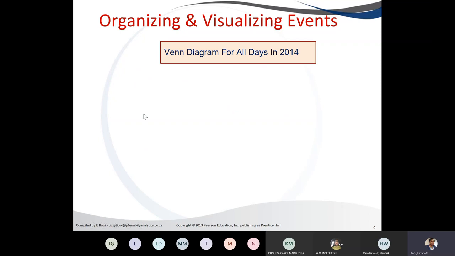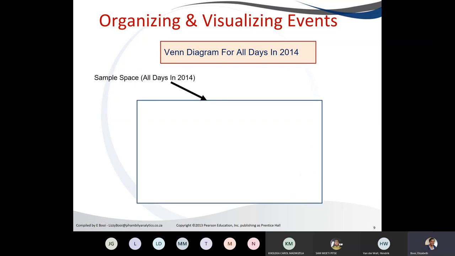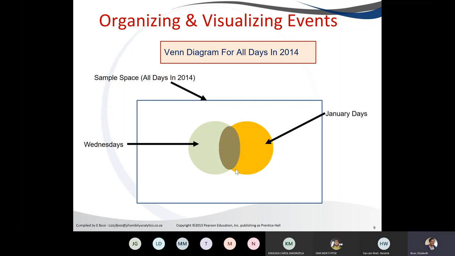Some people prefer using the Venn diagram, which gives you the entire sample space. From the sample space, let's say we use all days in 2014. So we take the calendar for 2014 and say that it is our sample space. If we're only interested in the days that fall on a Wednesday, that will be our event Wednesday. But we might also want to know those days that fall only in January. That will be event January. There are days that are in January and are also on a Wednesday, so that forms part of our joint event.